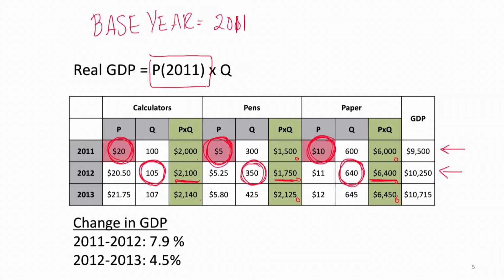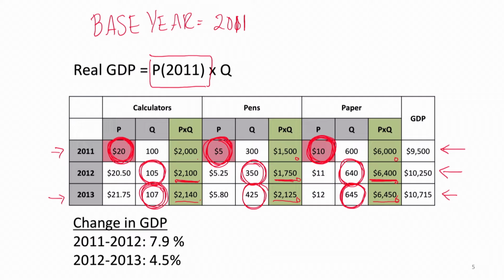Same thing for 2013. We keep the price at 2011, but we change the quantity to the quantity that we produce in 2013. Same thing for pens, and same thing for paper. Price stays at $10, but now production increases to $645. So that gives us new market values reflecting constant prices from 2011, but new quantities from 2013, giving us a real GDP of $10,715.